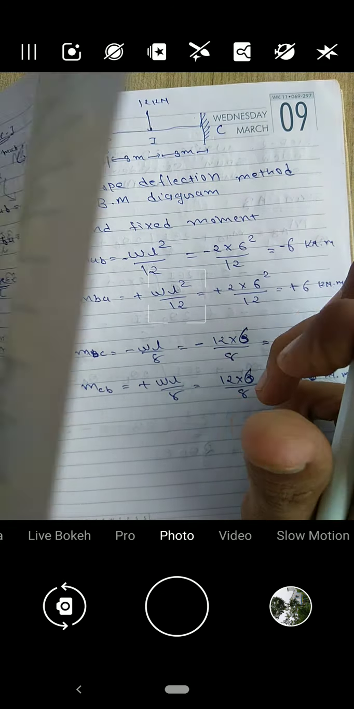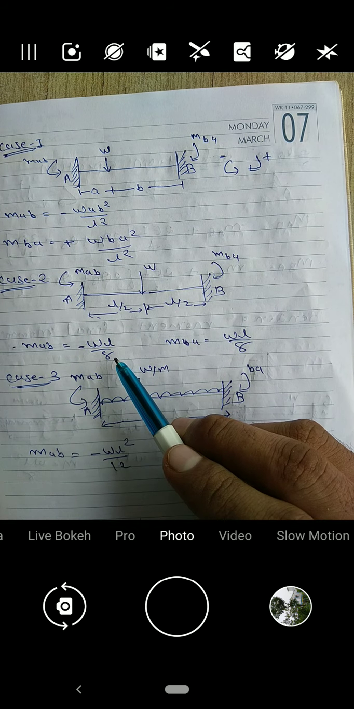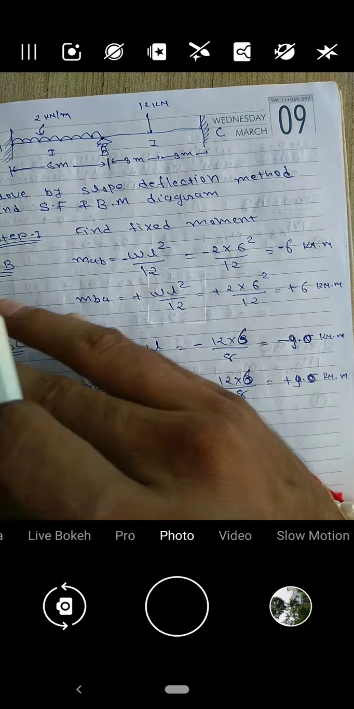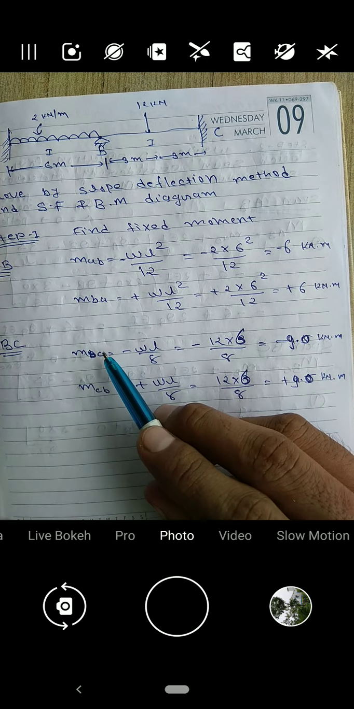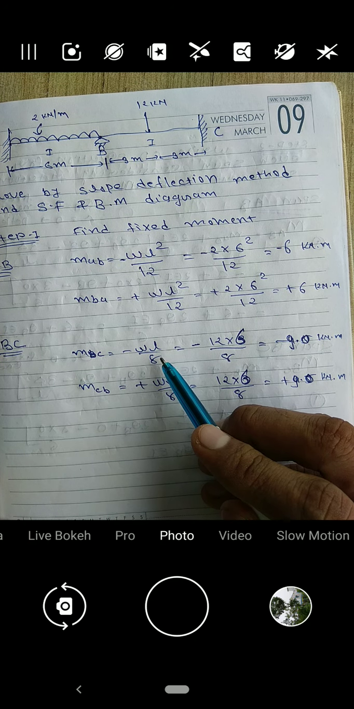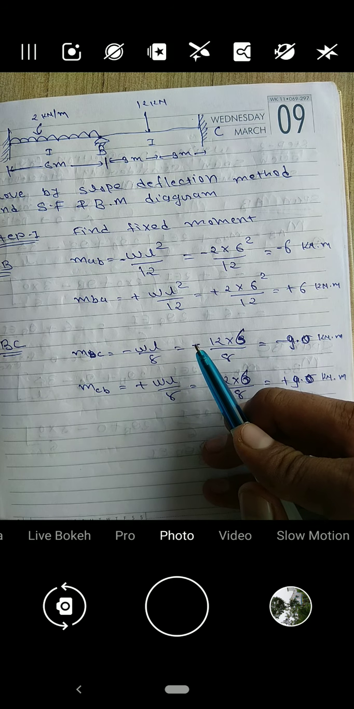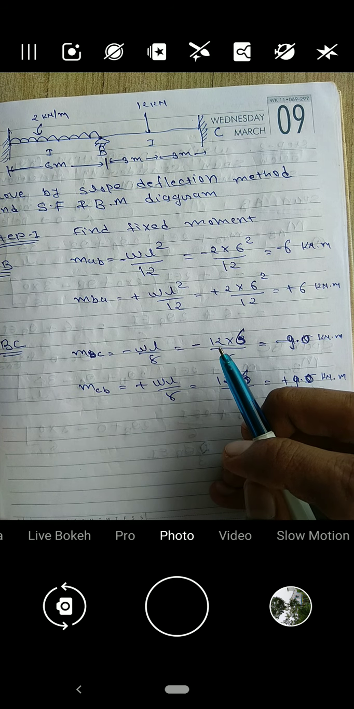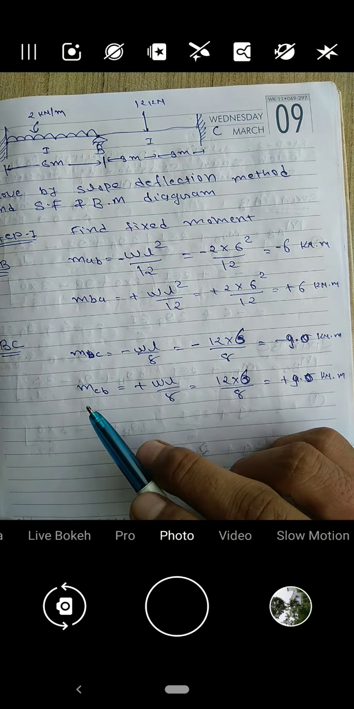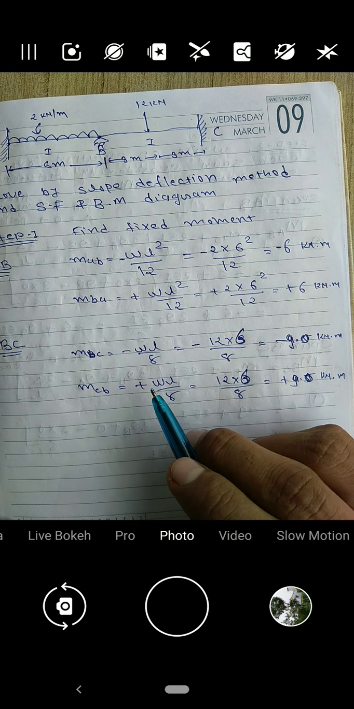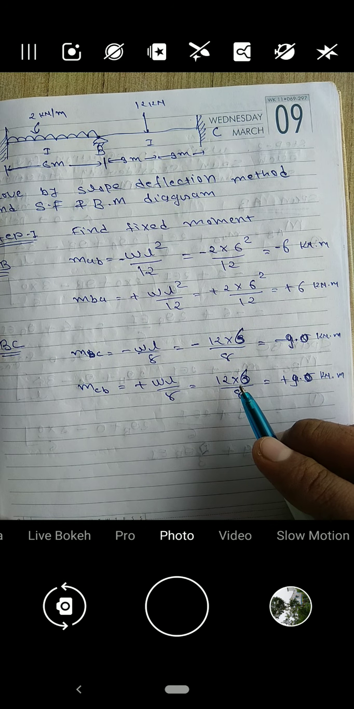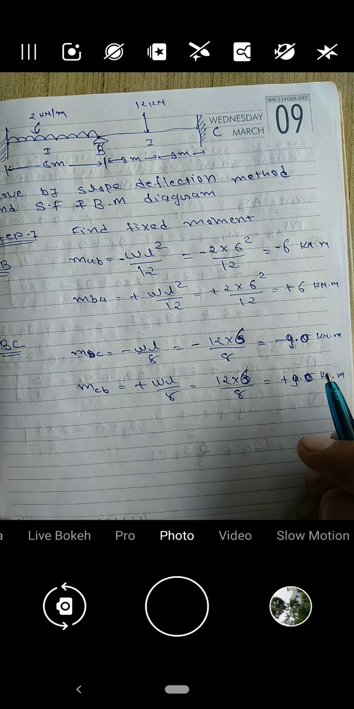So we use this equation: minus WL square by 8 for clockwise direction and plus WL square by 8 for anti-clockwise direction. So here we apply moment BC is anti-clockwise direction, so minus WL square by 8, W is equal to 12 kN per meter, L is equal to 6 meter, and divided by 8 is equal to minus 9 kN per meter. Similarly MCB is equal to plus WL square by 8 because it's clockwise direction, then 12 into 6 square divided by 8, plus 9 kN per meter.